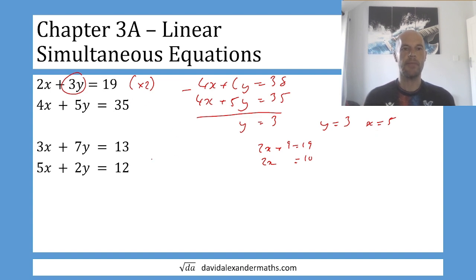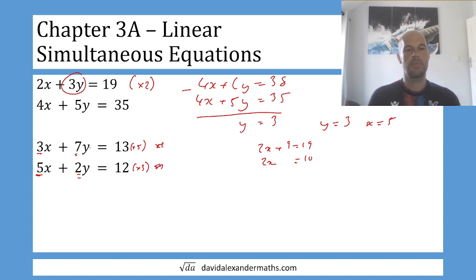Now this bottom one's a bit more problematic because I can't fiddle the top one to balance the x's or the y's. I can't fiddle the bottom one to balance the x's or the y's. So I need to fiddle both. So what I could do is multiply the top one by 5. And if I'm multiplying the top one by 5, I need to multiply the bottom one by 3. That will balance the x's. Or I could multiply the top one by 2. And if I do that, I'd need to multiply the bottom one by 7. It's up to you. I personally prefer multiplying the top by 5 and the bottom by 3, because the 7 times table's just a bit nasty, really.